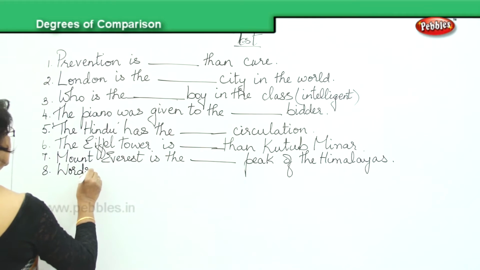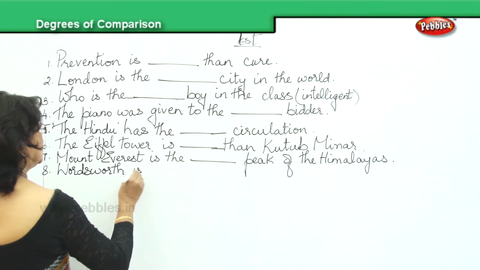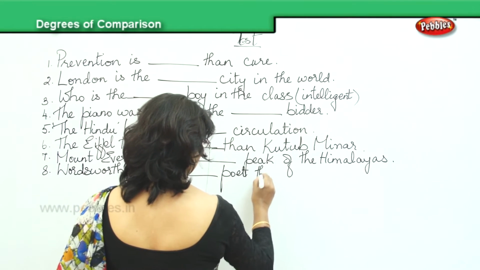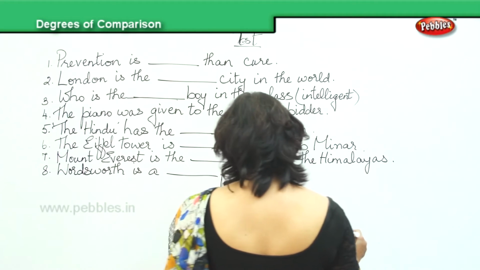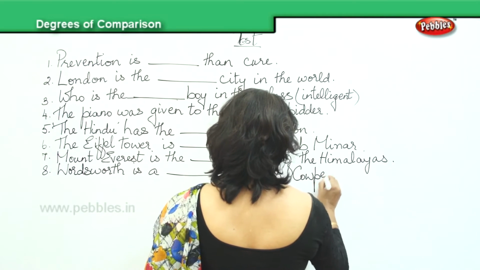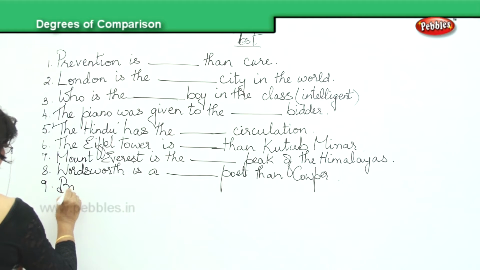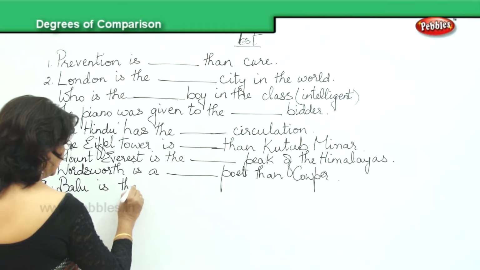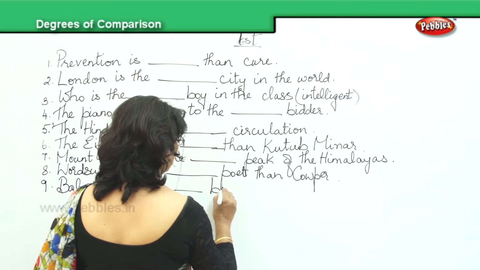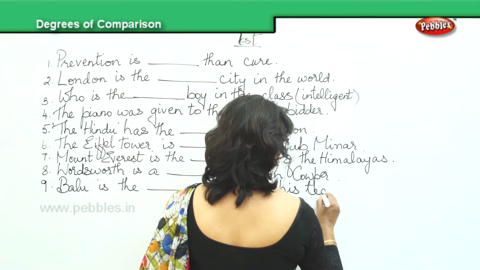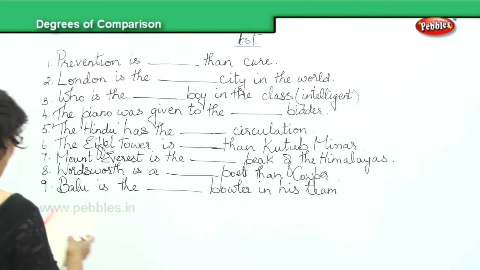Wordsworth is a dash poet than Cowper. Next word. Balu is the dash bowler in his team. Balu is the dash bowler in his team.